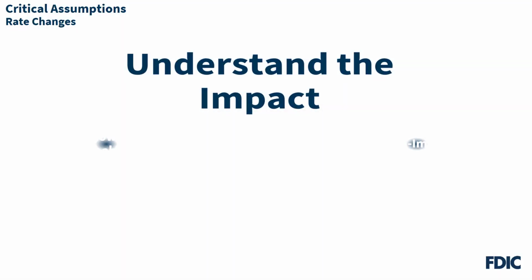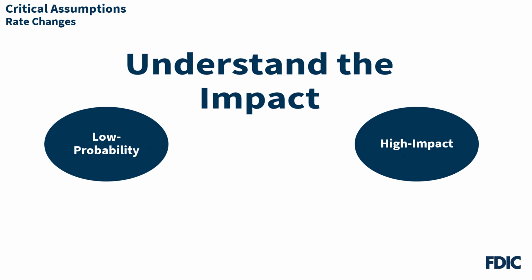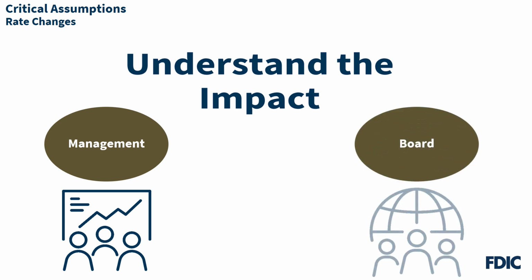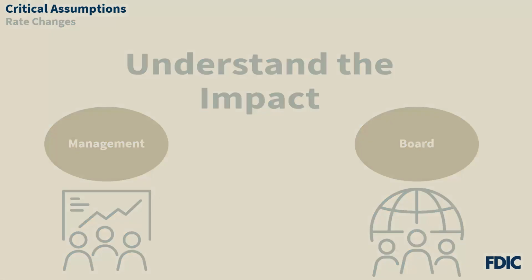One of the main benefits of using interest rate risk measurement systems is understanding the impact of low probability but high impact events. By knowing the impact, management can make contingency plans and take mitigating steps to protect earnings sustainability, and the board will be able to oversee those actions and determine their effectiveness.